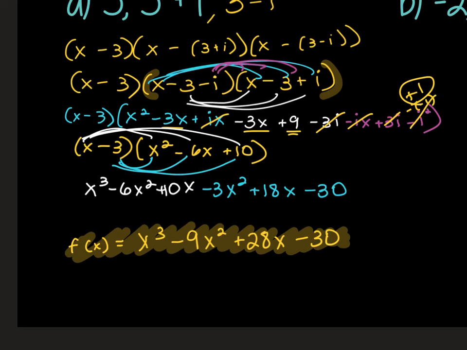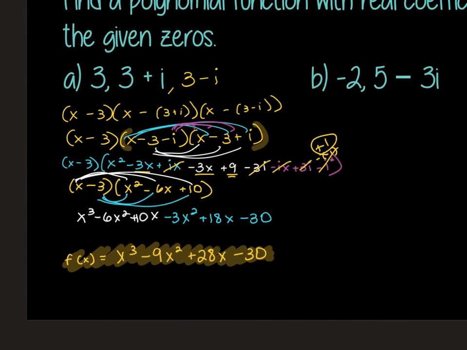So be really careful with these. First of all, if you have an i in your answer, something's wrong. There should not be an i, right? Because conjugates should cancel out. I'll show you in a second, there's a shortcut just like the one that we use for roots, but it's a little different because of the i's. So I'll show you that one, but again, be really careful with it.